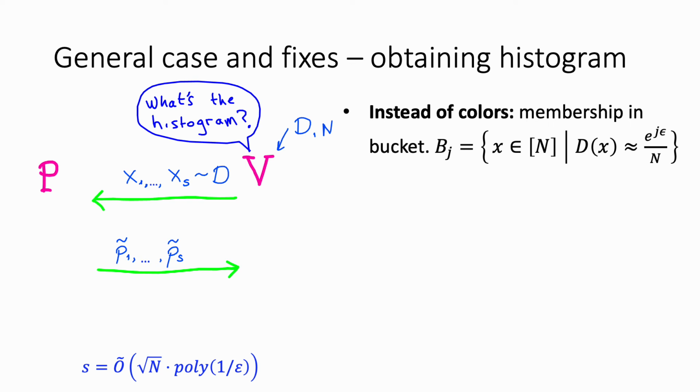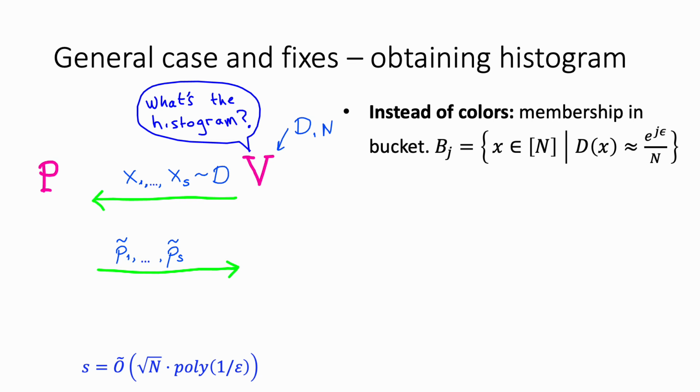As before, the verifier draws S samples and asks the prover, once again, to color them according to probabilities. Only this time, the prover is not limited to a small set of colors, but it has a much larger palette at its disposal. For each element sampled, the prover returns an integer indicating to which probability bucket it belongs, where the jth probability bucket contains all the elements in the domain with probability roughly e to the j epsilon over n for some accuracy parameter epsilon. This is a discretization of the possible probability range. We note that we disregard elements with very small probabilities, and so this color palette is not too big.